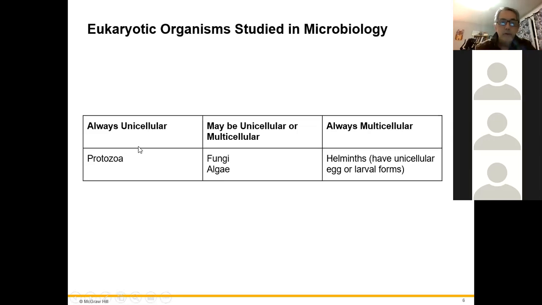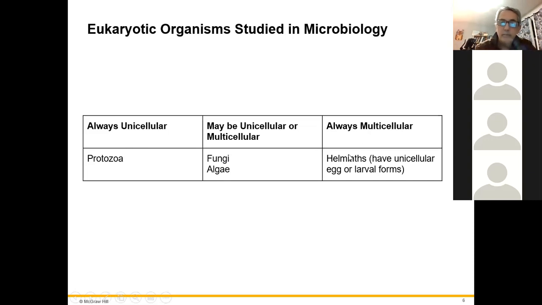So we've already mentioned the protista or protozoa. They are always single cell. These are eukaryotes. The fungi and the algae can be either single cell or multicellular. So yeast is a fungus, single cell. Mushrooms are multicellular, for example.